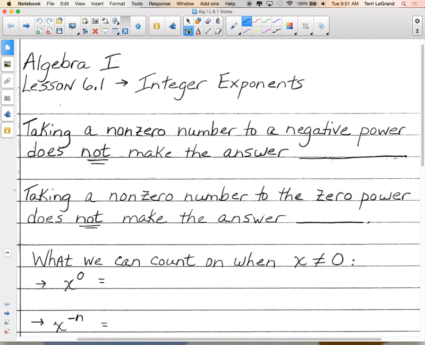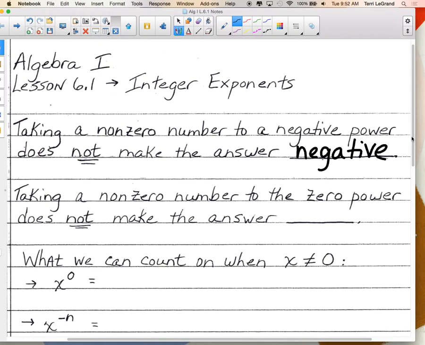So we want to make sure we put this in our notes. Taking a non-zero number, so in other words, any number except 0, taking a non-zero number to a negative power does not make the answer negative. Just get that in your brain loud and clear. A negative exponent does not make it negative. We are not multiplying by a negative. That is not what's happening.